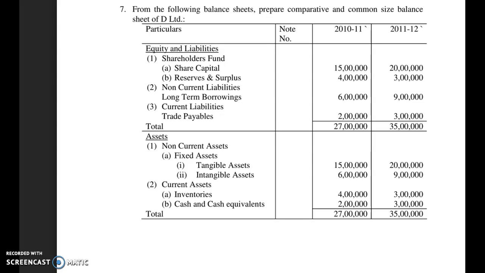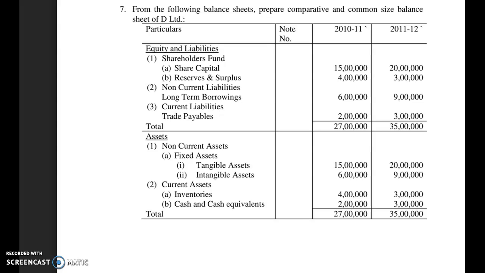If the years are given differently, you have to reverse them, so that first you take the base year and then the current year. Here the years are given in order: the base year is the previous year and the current year is the next year. Suppose in the first column the year is given as 2011-12 followed by 2010-11. Now while preparing the comparative balance sheet, you have to change the figures, so that the base year figure comes first followed by the current year figure.